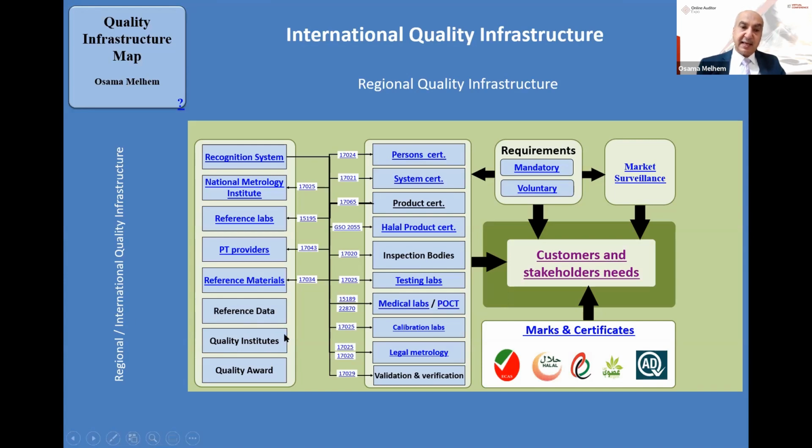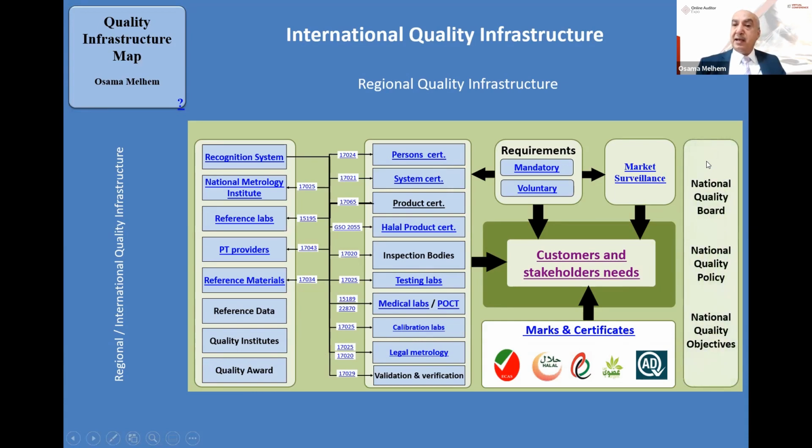So the reference data is the standardized and the legal body for issuing the reference data within the country. Of course, we need also quality institutes, the institutes to train, to educate the people and the society about the quality. Maybe we have also quality awards to encourage the organizations to obtain and to achieve a higher quality.